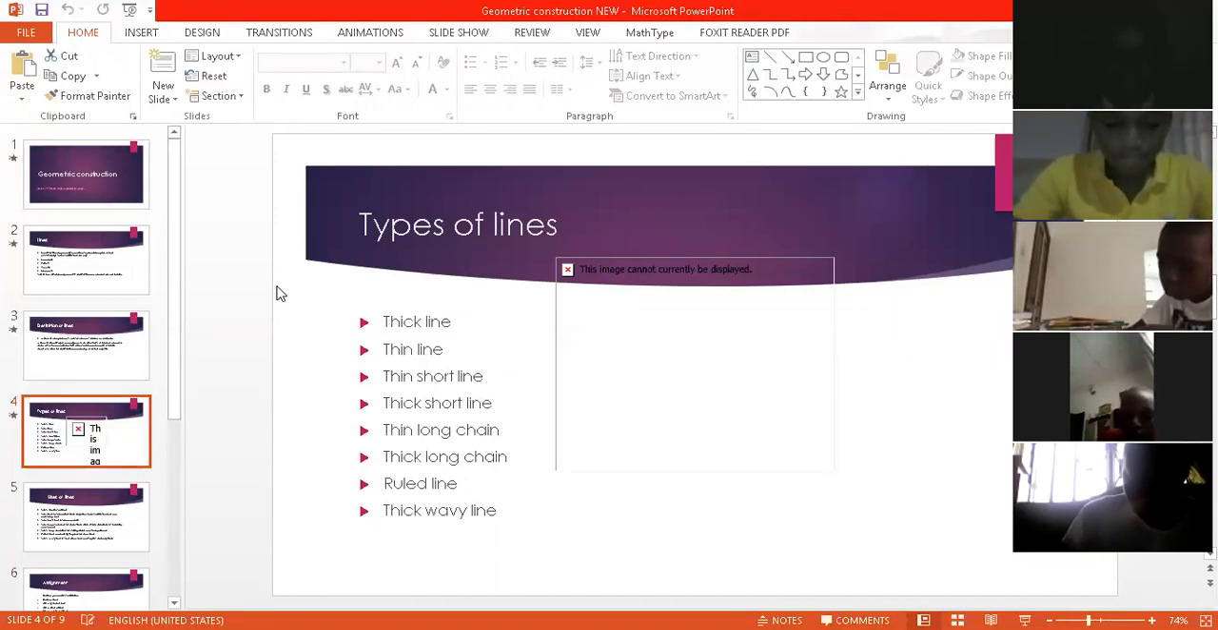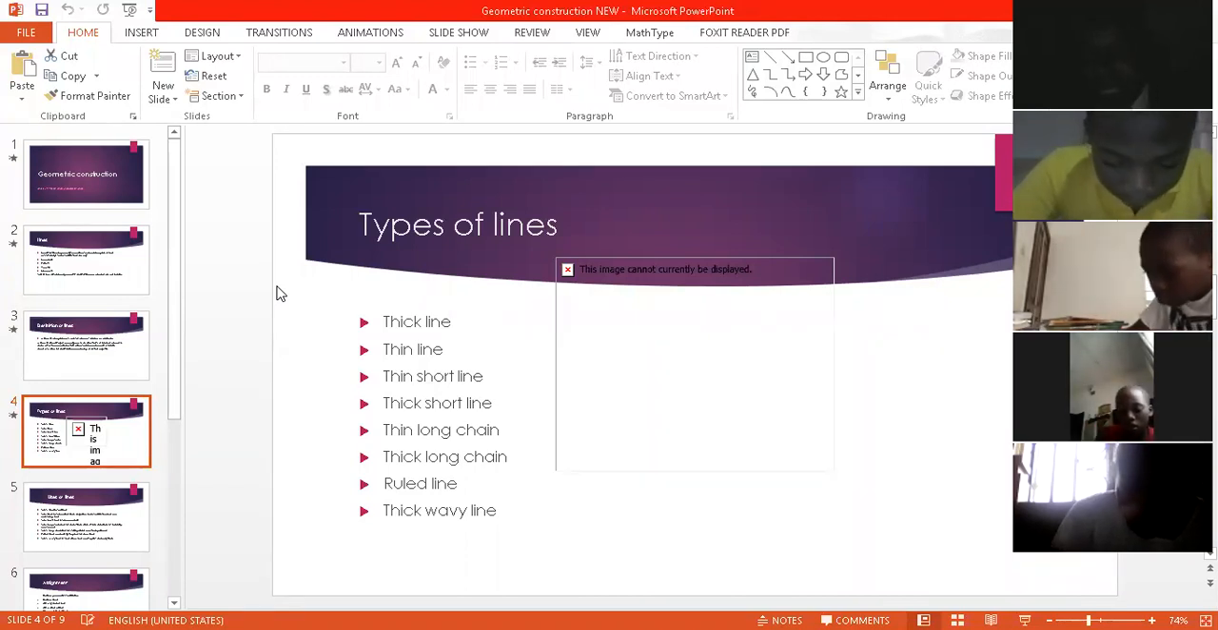Now, the next one is ruled line. This one, just draw a straight line, then you pause, then another straight line. A straight line, you pause, then another straight line. If you have done that, please type in yes.